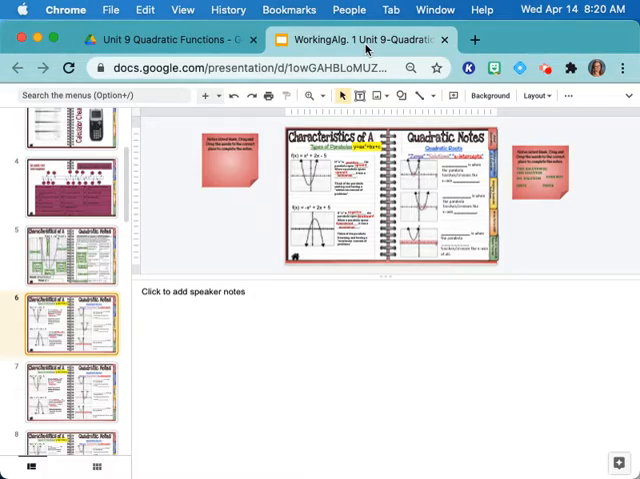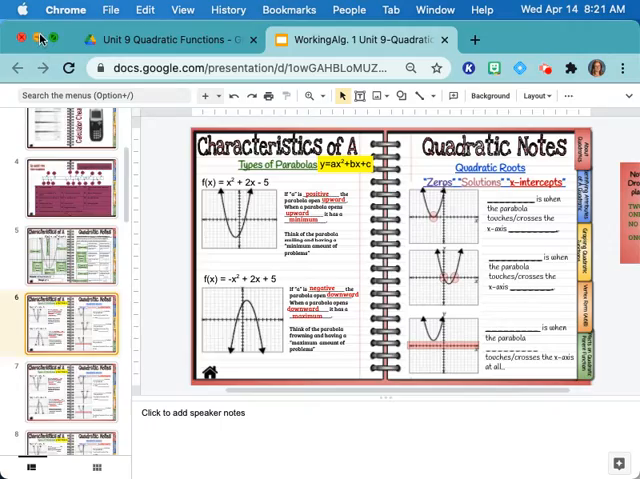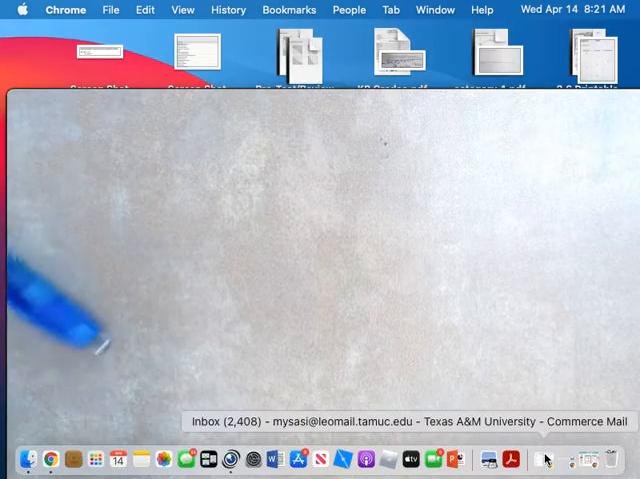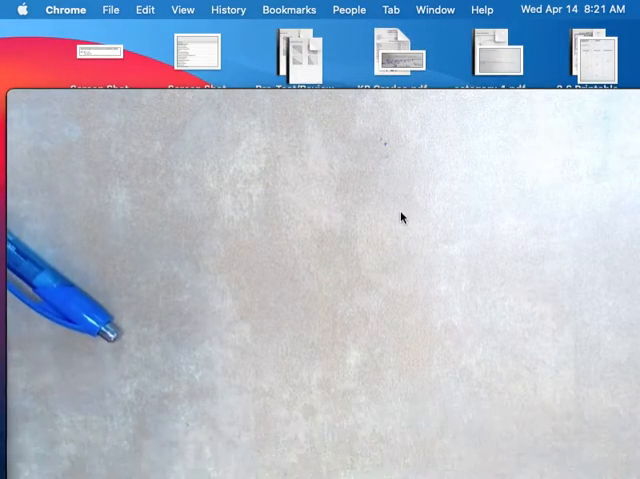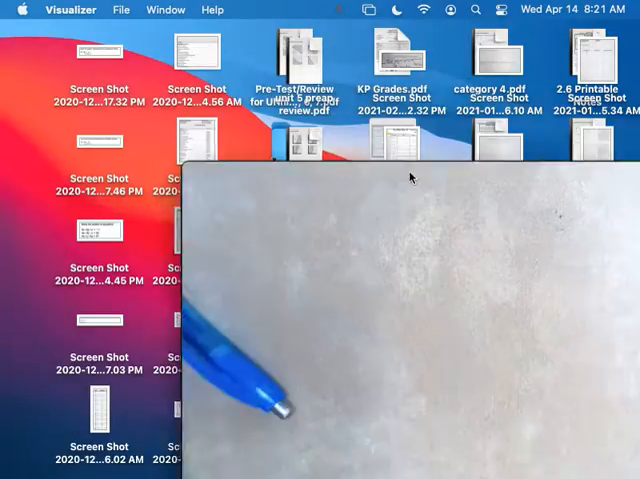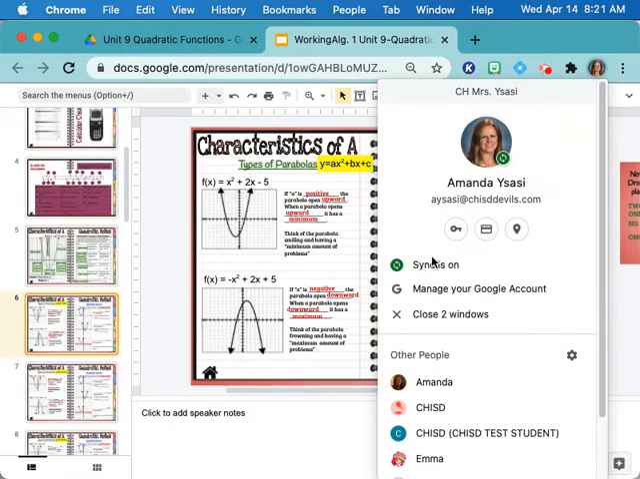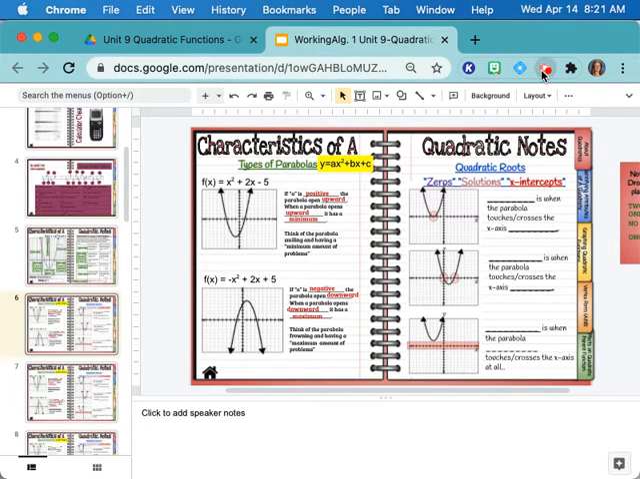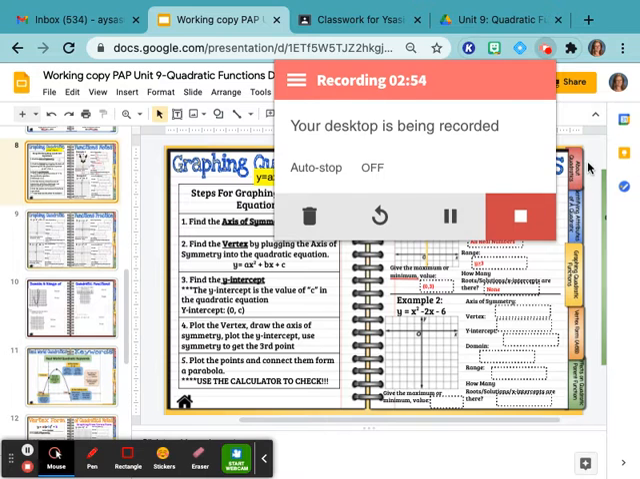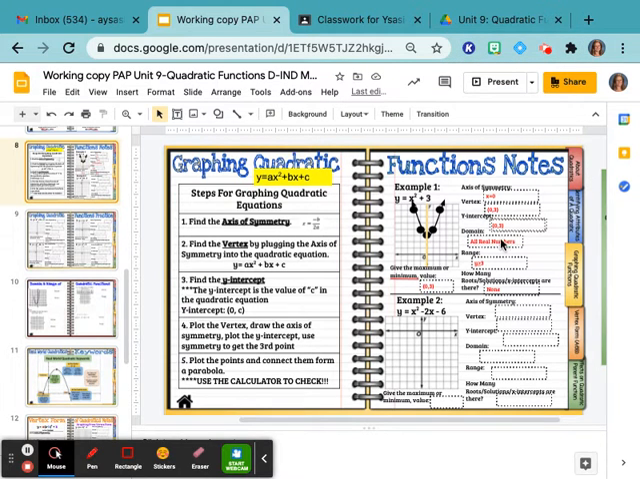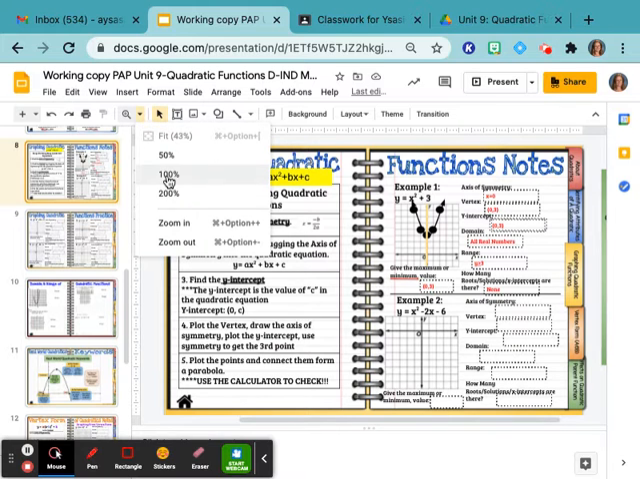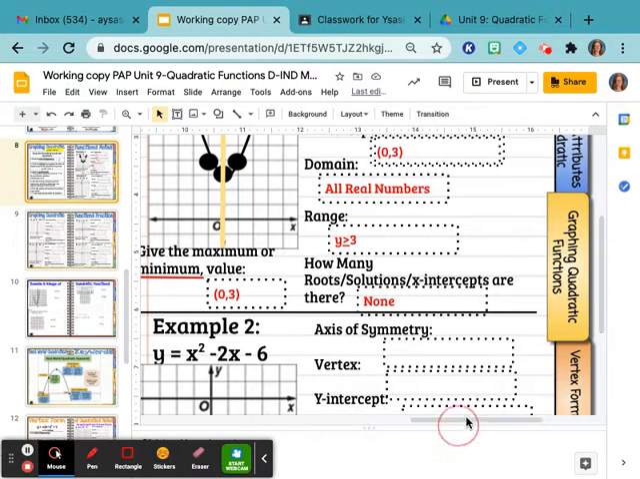Okay, so we are moving on. We are going to finish slide 8. So this is my algebra. I need to go to my pre-AP one. So slide 8, we need to finish example 2. So let's zoom in on example 2.